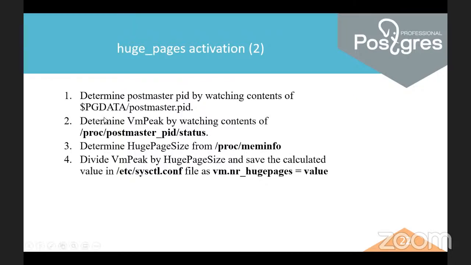Then we should find out VmPeak by looking at the contents of this file, where the postmaster PID is the identifier of your process, which you found on the previous step.